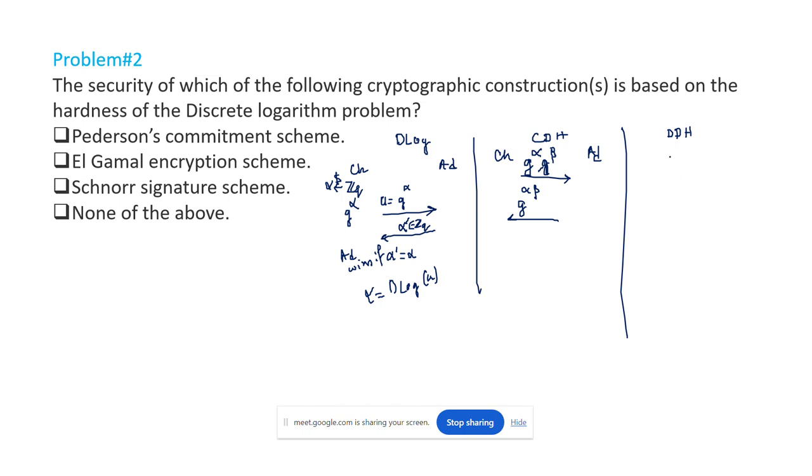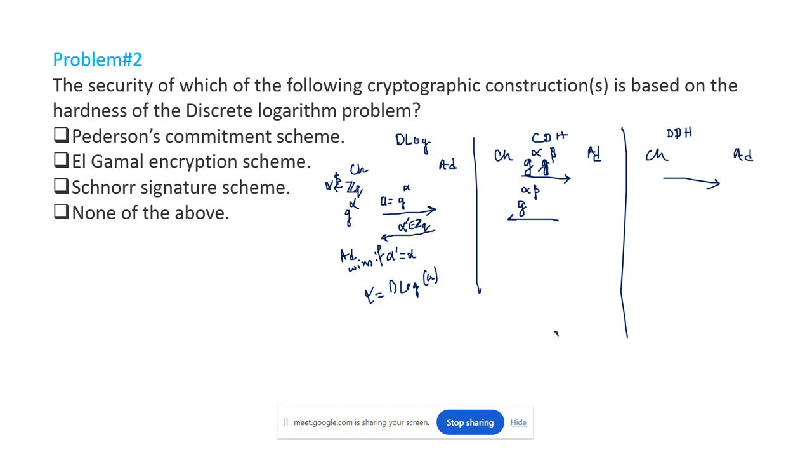So in DDH, what happens? The application where we say that the encryption scheme depends on the hardness of the DDH problem. Even in Elgamal, if your DDH assumption holds, as I was saying, DDH is an even stronger assumption. If you are assuming that DDH is hard to solve, then of course the discrete log is hard to solve, right?